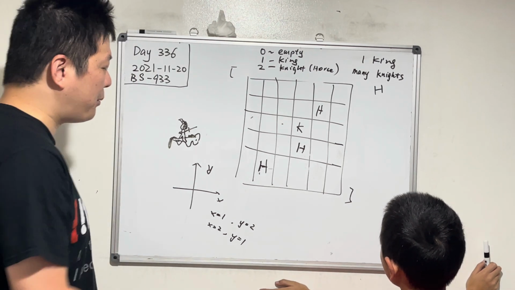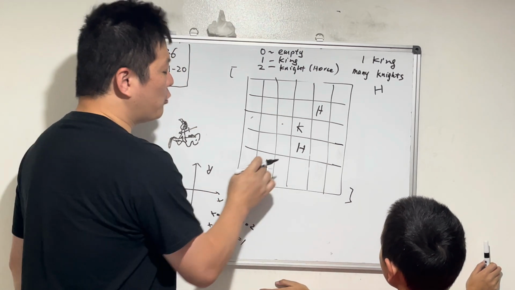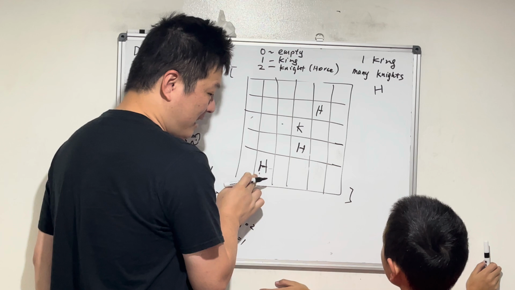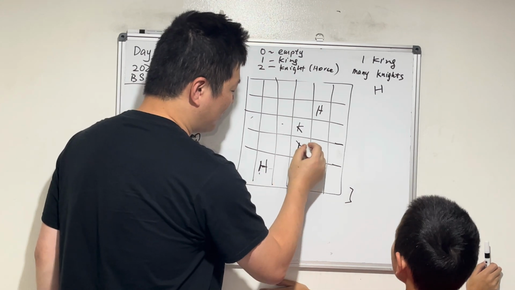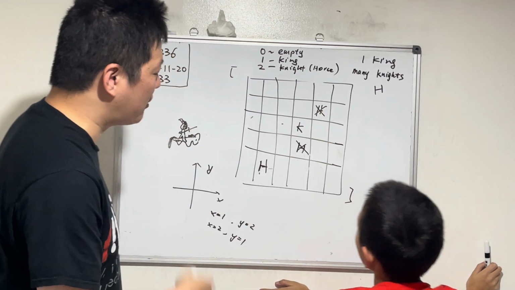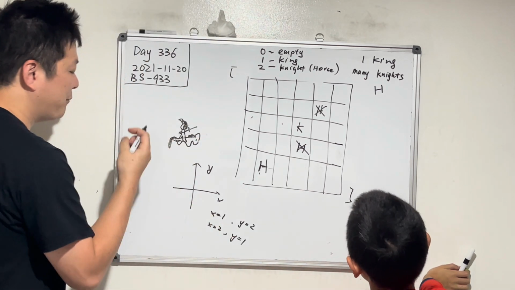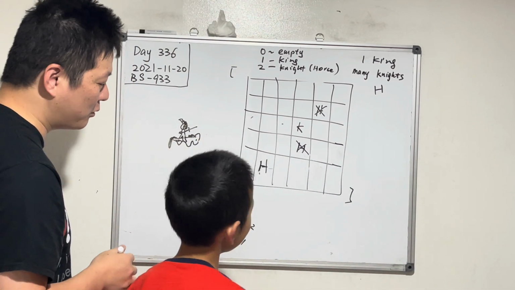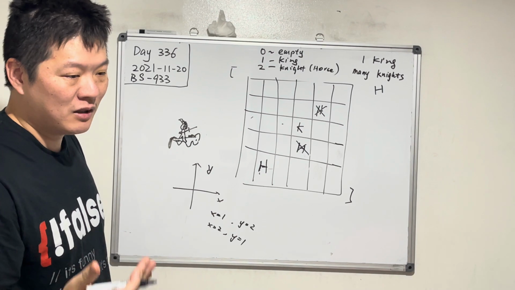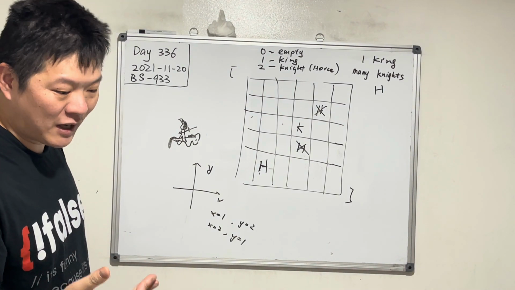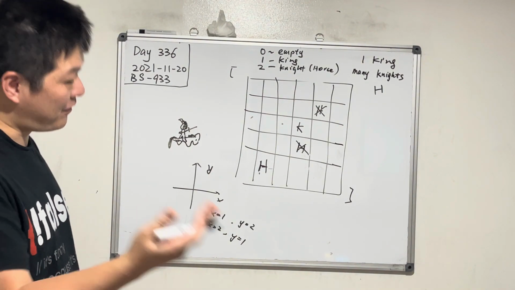So let's put it simple. If there's only one horse, what's your approach to capture the king? If we want to find out the minimum number, what kind of search can we do? Come on. Breadth search, well done.